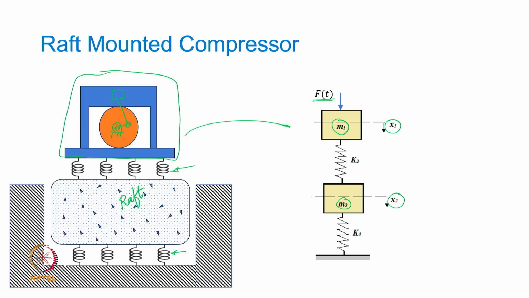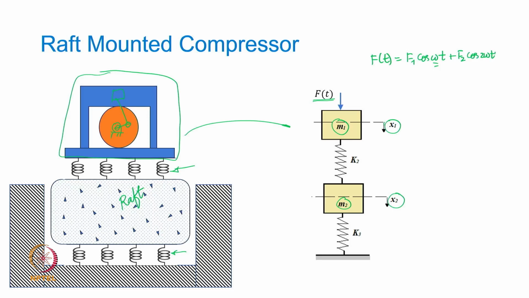obviously this f of t is not going to be a harmonic one for a reciprocating kind of a system. We know that there will be primary and secondary unbalanced forces which are going to have frequencies, let's say omega and 2 omega. Omega is the rotational speed. So you may have f of t actually defined as f1 cos omega t, where omega is the rotational speed of the crank, and then f2 cos 2 omega t.